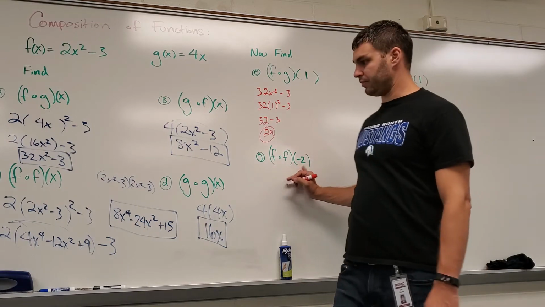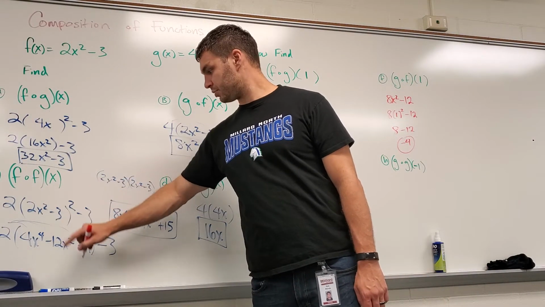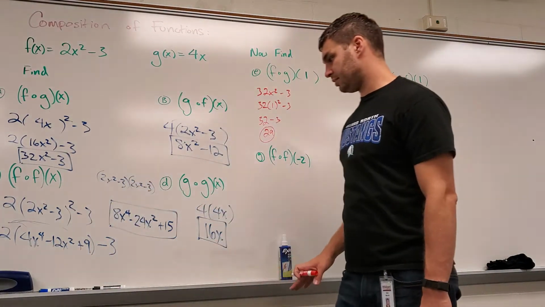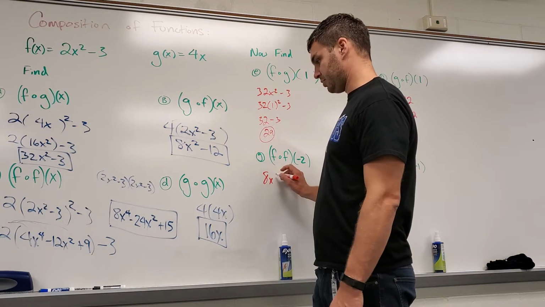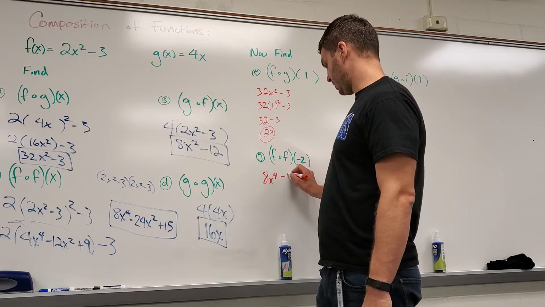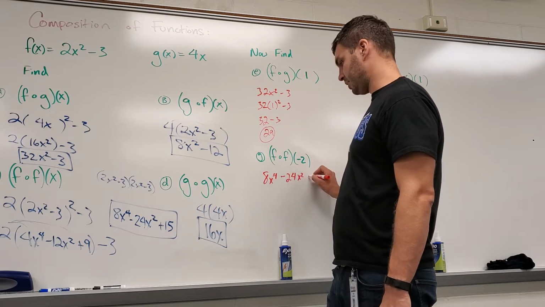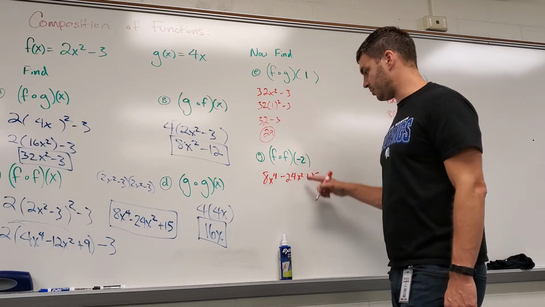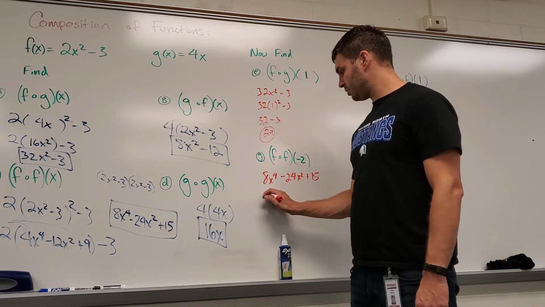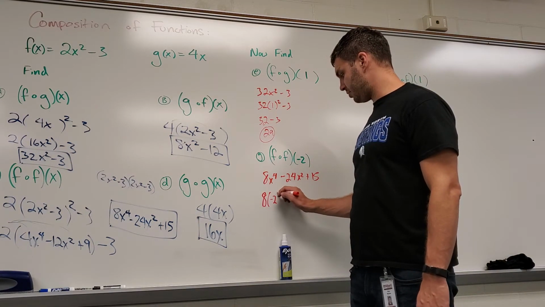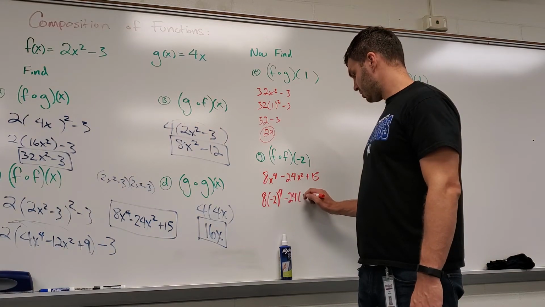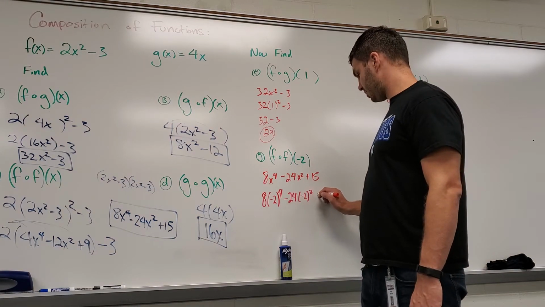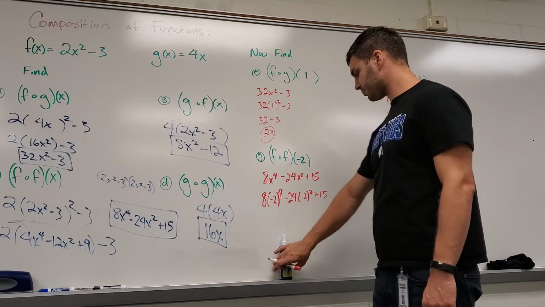F of negative 2. F of x was down over here, 8x to the 4th, I guess, minus 24x squared plus 15. So now I'm going to plug in a negative 2. 8 times negative 2 to the 4th minus 24, and then negative 2 squared plus 15.